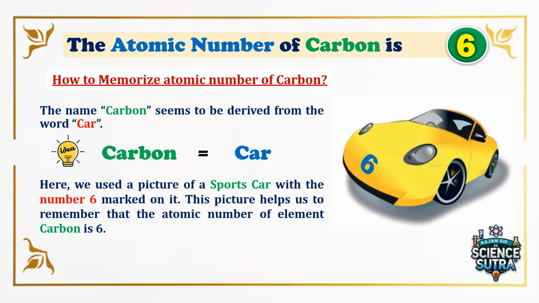So see the picture carefully. You can see a sports car upon which number 6 is marked. So this makes a relationship between the atomic number of carbon and this picture. So in this way, we will permanently memorize its atomic number, and the atomic number of carbon is 6.